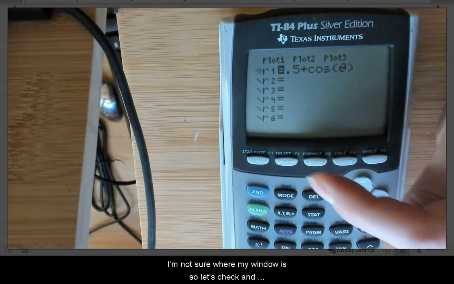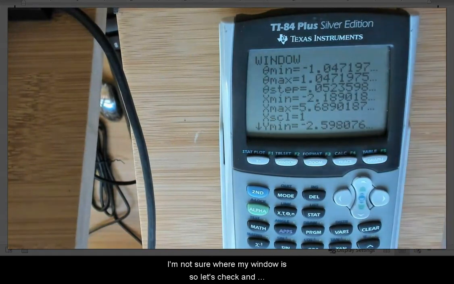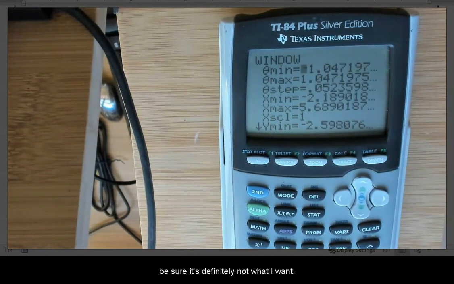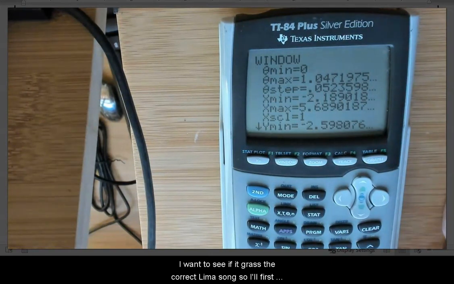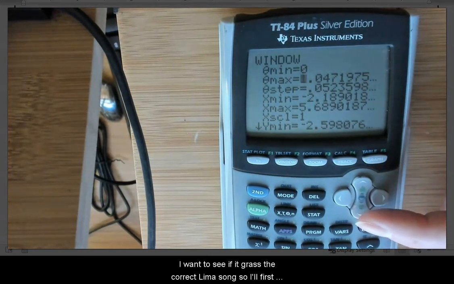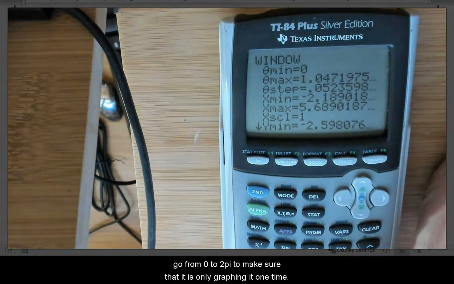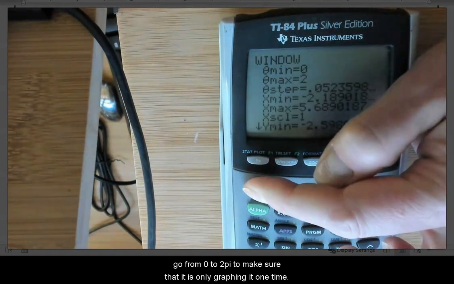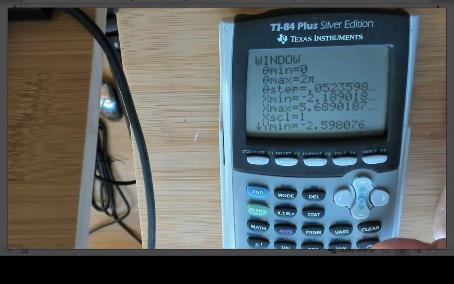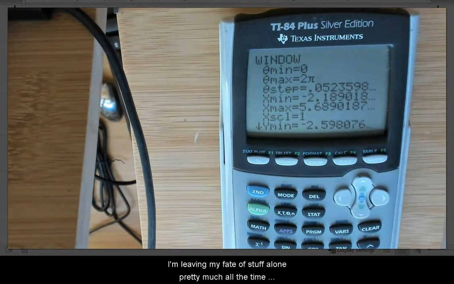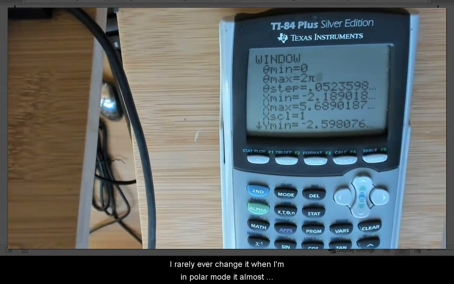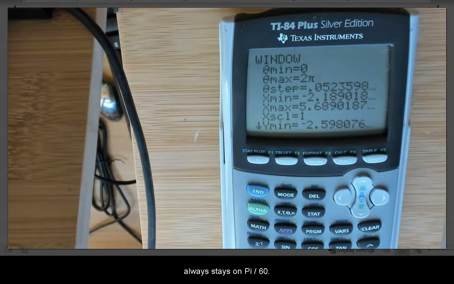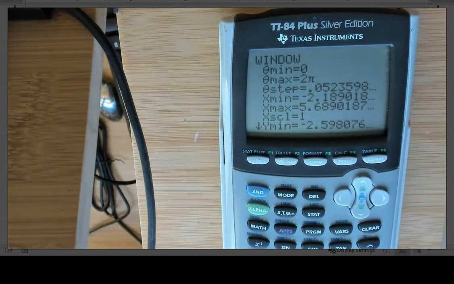I'm not sure where my window is, so let's check and be sure. Oops, definitely not what I want. I want to see if it graphs the correct curve, so I'll first go from 0 to 2 pi to make sure that it is only graphing it one time. I'm leaving my theta step alone pretty much all the time. I rarely ever change it when I'm in polar mode. It almost always stays on pi divided by 60.